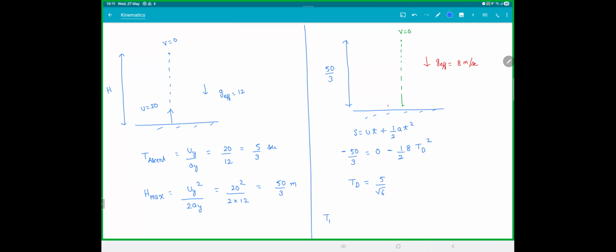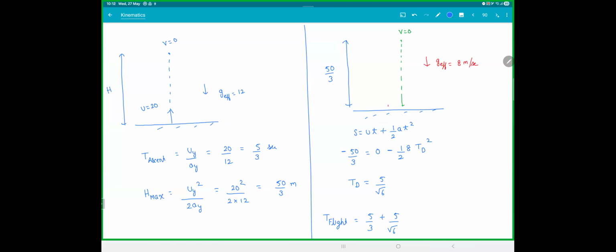Now, what is the total time of flight? The total time of flight is the time to go up, 5 by 3, plus the time to come back, 5 by root 6. Please see where you guys messed up. The mistake, I think, I don't know. Maybe you guys are doing u by g for coming back also. You can't do that. That won't work here because you're not coming back with the same speed.